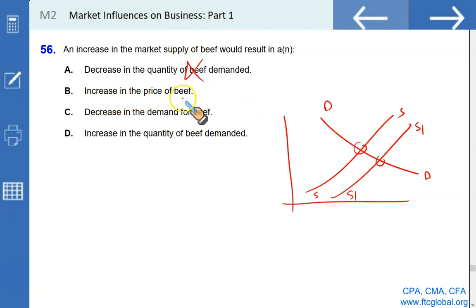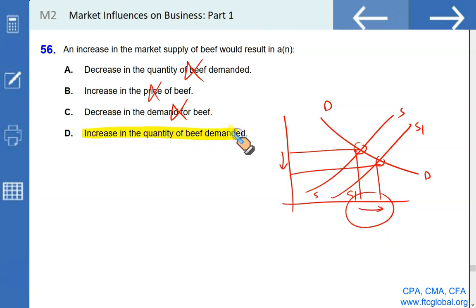Increase in the price of the beef? No, there would be a decrease in the price of the beef. This was the first price, now this is the revised price. Decrease in the demand for beef? We have not been given any information regarding a shift in the demand curve, so we just cross this out. Increase in the quantity of beef demanded? Absolutely right. That makes D the correct option.